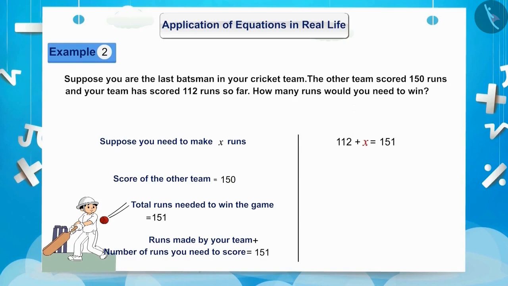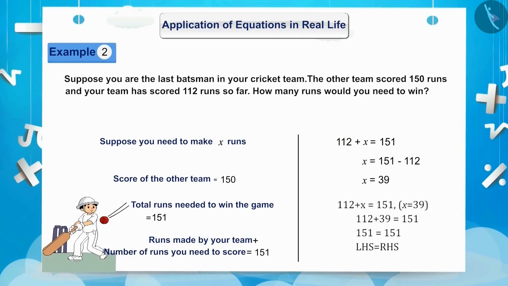In order to find the value of x, we have to solve this equation. Here, we will transpose 112 from the LHS to the RHS and it will become minus 112. Therefore, we will get x is equal to 151 minus 112. 151 minus 112 is equal to 39. Thus, we will get x is equal to 39. If we put the value of x in the LHS of this equation, we can see that this solution is correct. That means you need 39 runs to win the game.